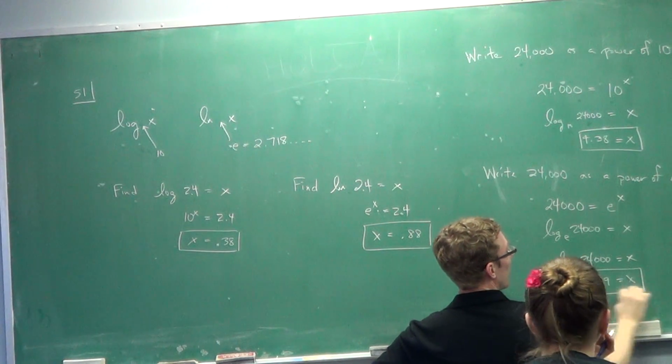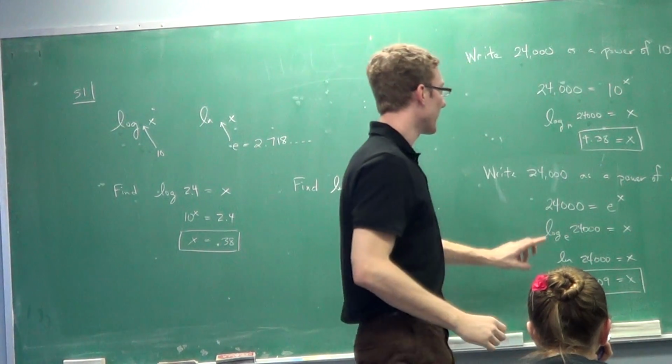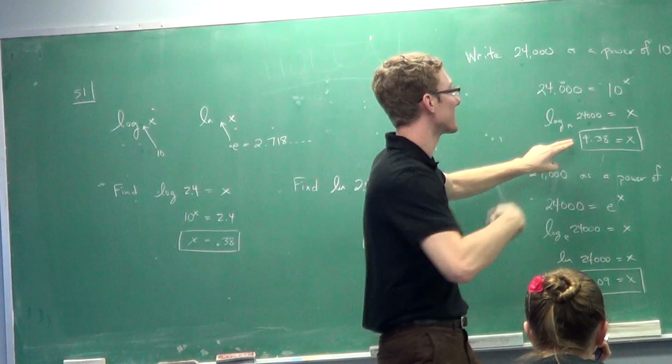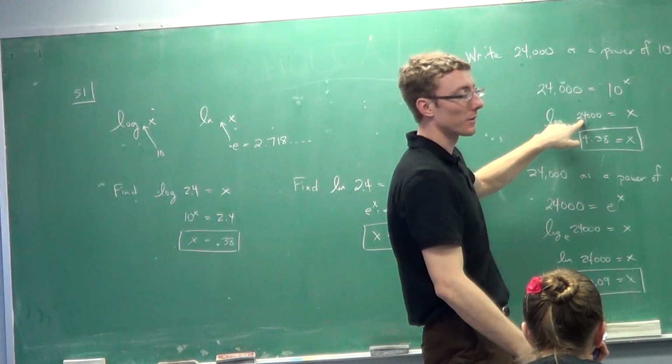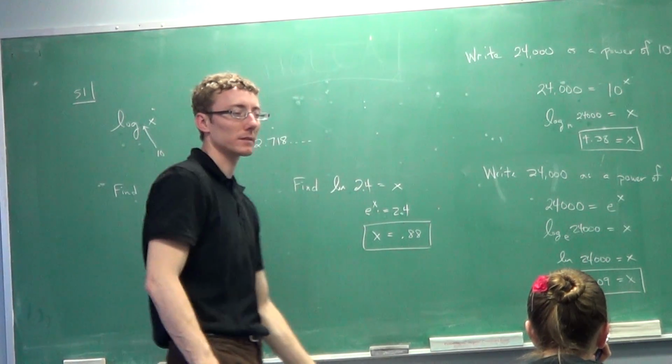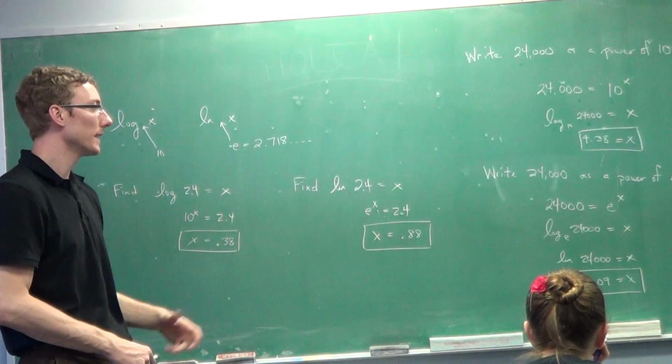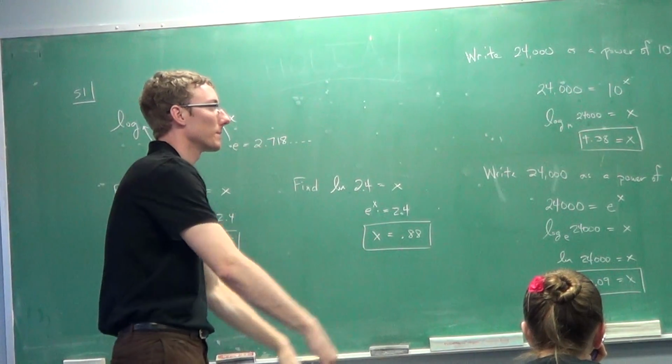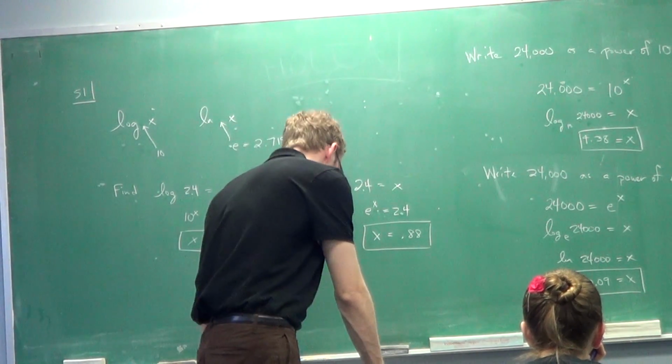Does that make sense? It took 4.38 copies of 10 multiplied to make 24,000, but it took 10 copies of e multiplied to make 24,000. Does that make sense? e is a smaller number, so it's going to take more copies of it to be multiplied to make the same large value.